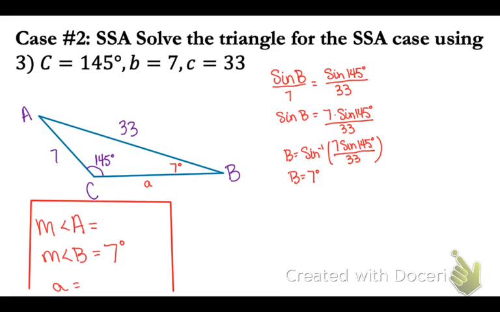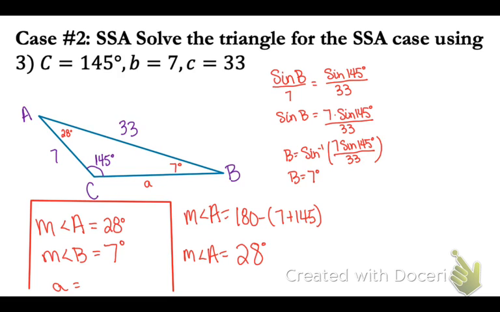Okay. Once I have two angles, I know the third without having to do all of that work. I can just use the fact that the three angles have to add up to 180 to find my third missing angle, and I get the measure of angle A is 28 degrees.